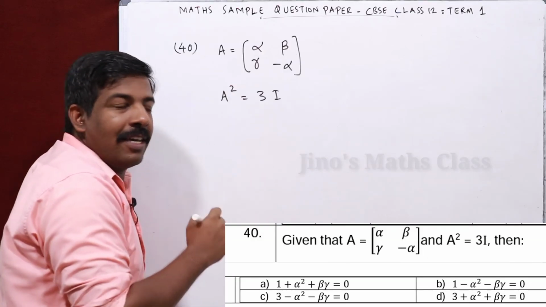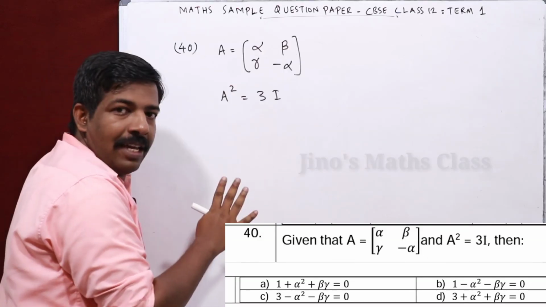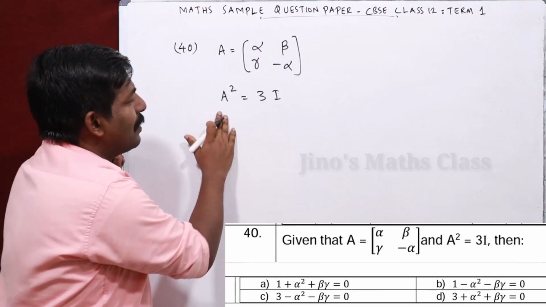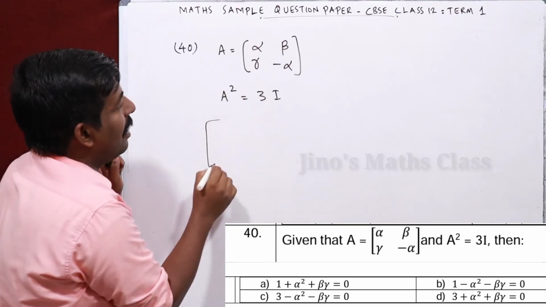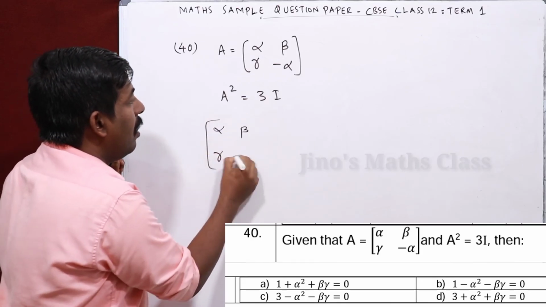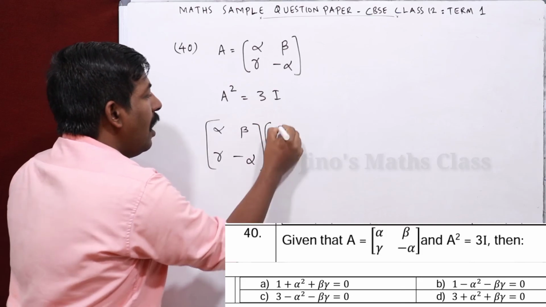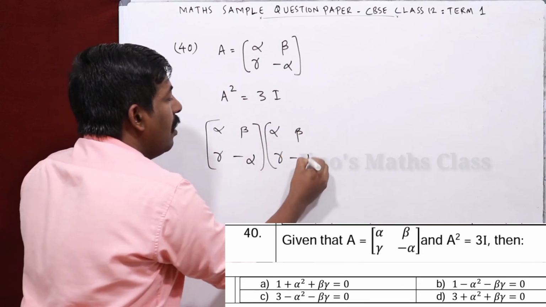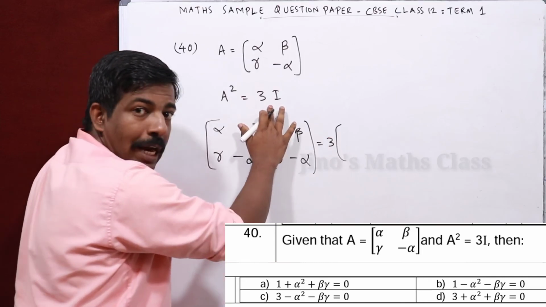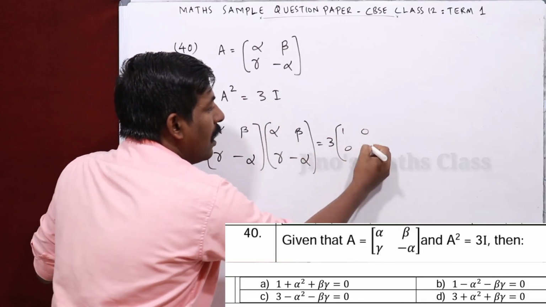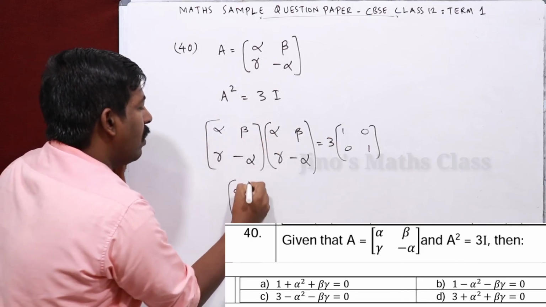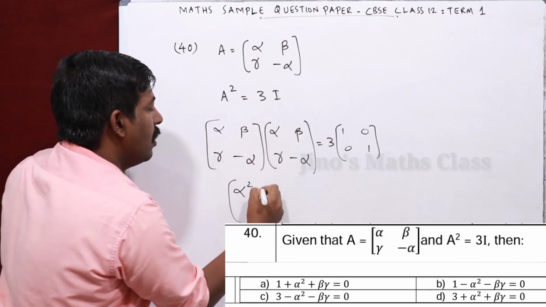Question number 40. Here there is a matrix A, and A square is equal to 3I. That's a given condition. So we can find A square first. That means matrix A with the matrix A. So here it is [alpha, beta; gamma, minus alpha] into [alpha, beta; gamma, minus alpha], that is equal to 3I. So 3 into, here we can take a 2 by 2 identity matrix, that means [1 0; 0 1]. So here we can find the product. At the time alpha into alpha, alpha square plus beta into gamma.